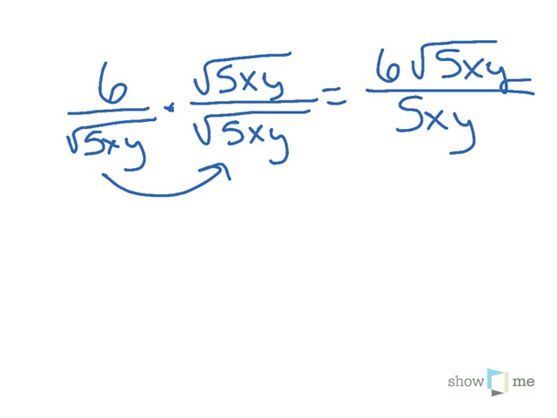The last example, we had some stuff that would reduce, but there's nothing here that would reduce because the 6 and the 5 don't have any common factors. So you can't really reduce anything out here, so this is done. This is your final answer.